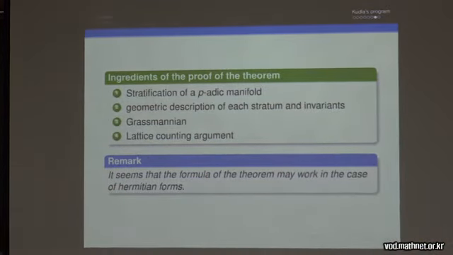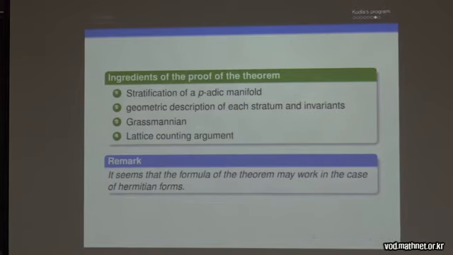I started from quadratic lattices, but I checked all crucial steps, and it seems my formula works even in the case of Hermitian forms. This is very good. Initially, Kudla's conjecture is very difficult for quadratic forms, but if we work with Hermitian forms, then we can manage this, because the associated Shimura varieties and deformation problem are very well described in terms of the Rapoport-Zink space of PEL type.